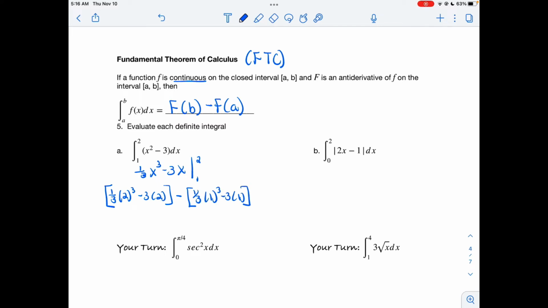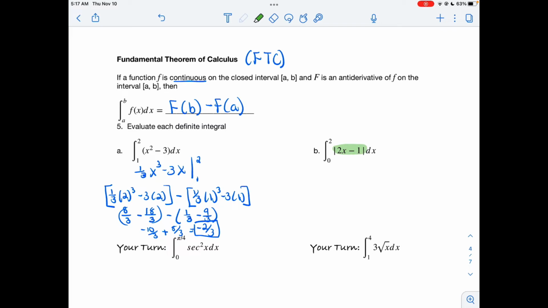All right, when I simplify the left-hand side, I end up with 8/3 minus 6. And then I'm going to just distribute this negative here. And then 1/3 minus 3, which I can write as 9/3. So 8/3 minus 18/3 gives us negative 10/3. And 1/3 minus 9/3 is 8/3, so minus a minus becomes positive, so our answer is negative 2/3. We've actually found the area of this curve algebraically.